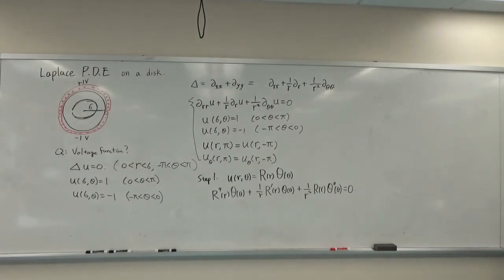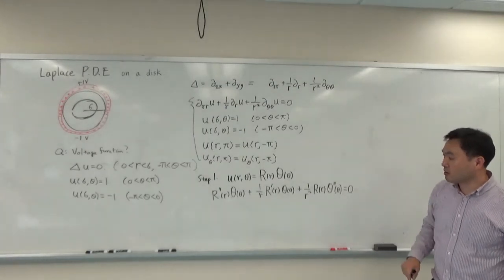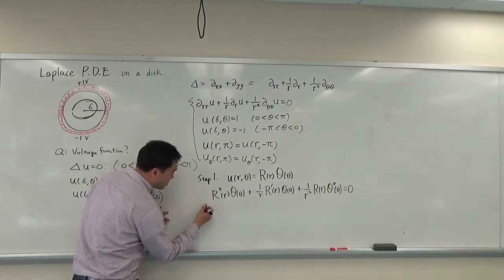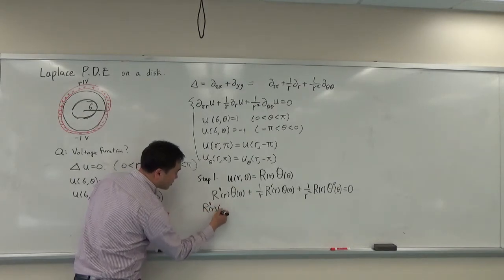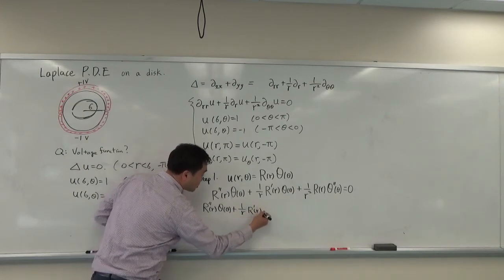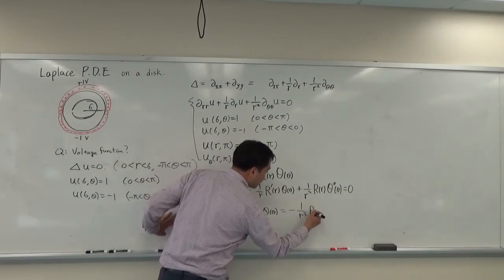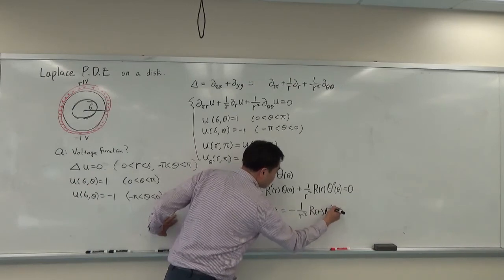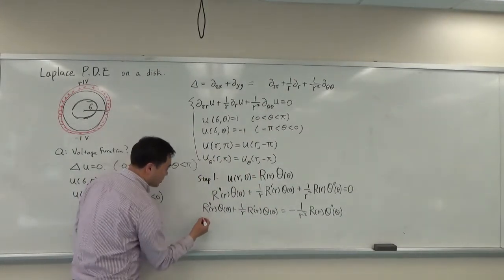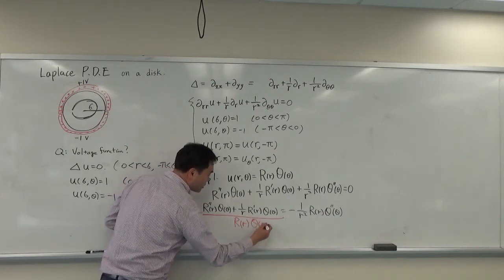Okay. What we want to do is move this to the other side and then divide by R of r Theta of theta. So we'll have R double prime of r Theta of theta plus 1 over r R prime of r Theta of theta equals negative 1 over r squared R of r Theta double prime of theta. And then we are going to divide both sides by R of r Theta of theta.